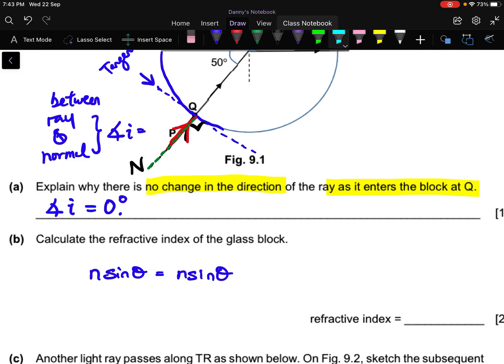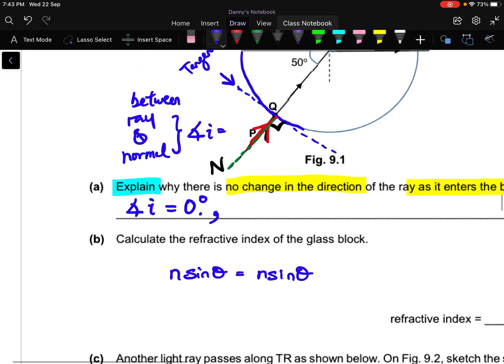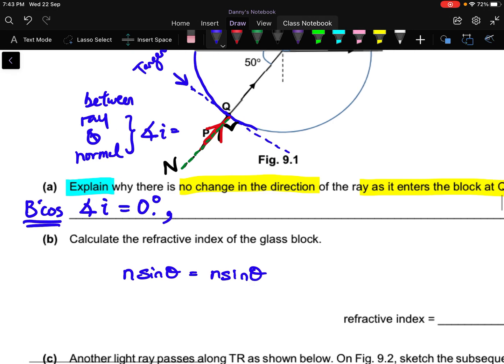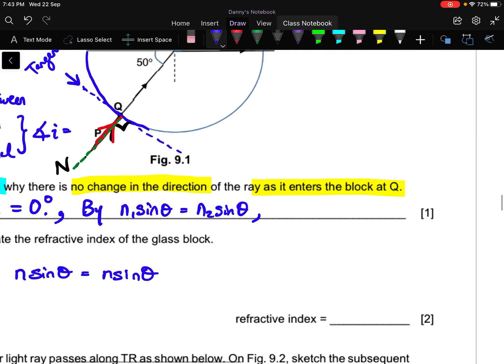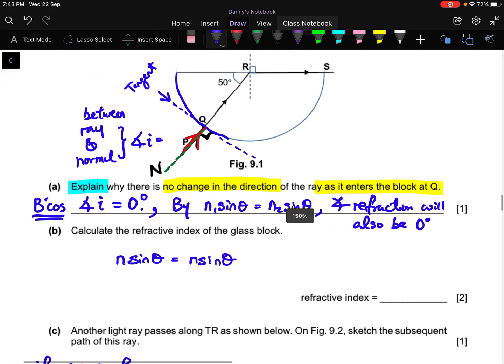Well, in physics, when you are asked to explain something, right, the shortcut is always to use formula. So you can write because. You cannot use this because you must spell out the full because. So because incident angle is 0 by n1 sine theta equals n2 sine theta, right? Your angle of refraction will also be 0 degree. So it will cut through the block without turning, right?